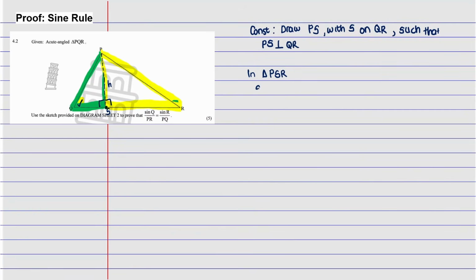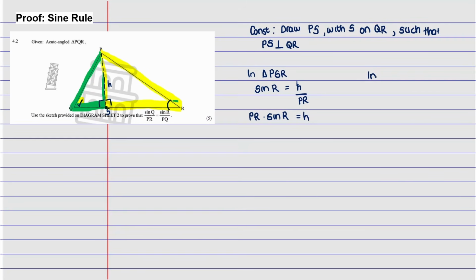We know the fact that sine R is equal to opposite over hypotenuse. The opposite is going to be H, so it's going to be H divided by the hypotenuse, which is PR. That's what we know. Then we're going to make H the subject, so it's going to be PR multiplied by sine R, and that is equal to H.